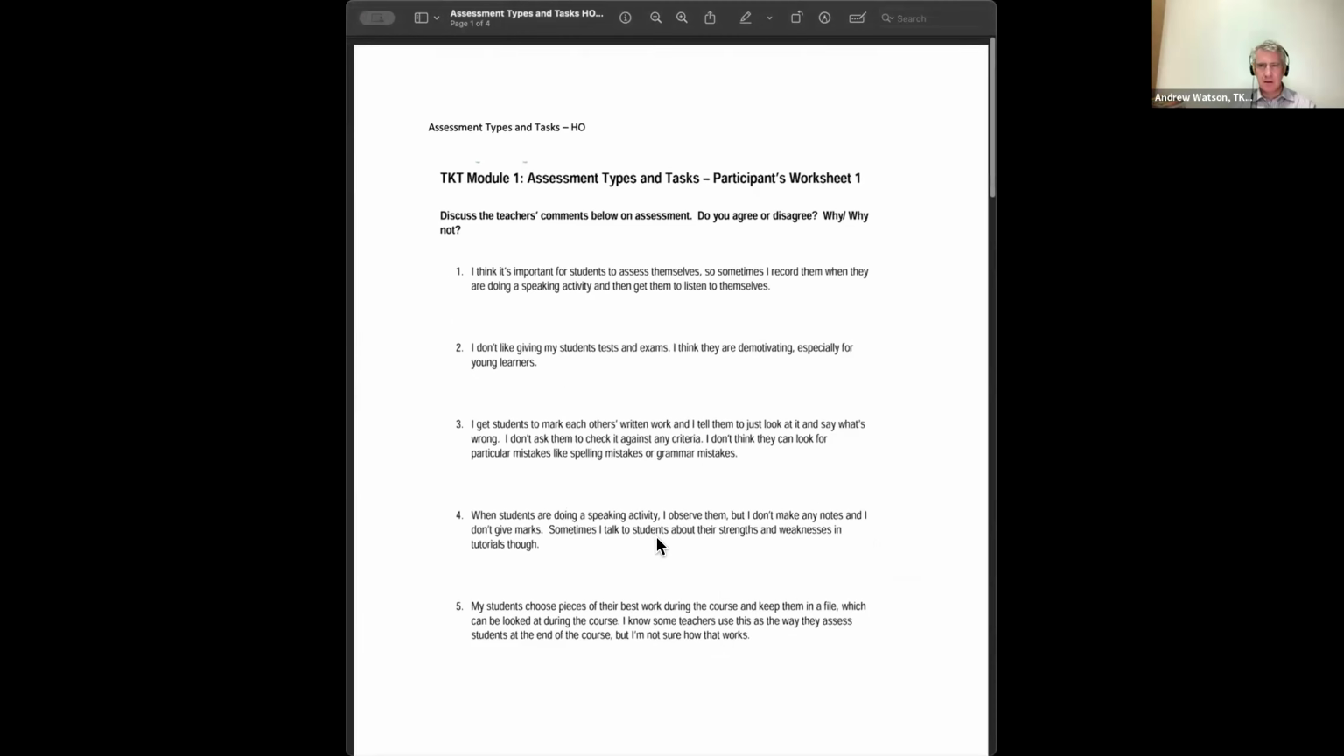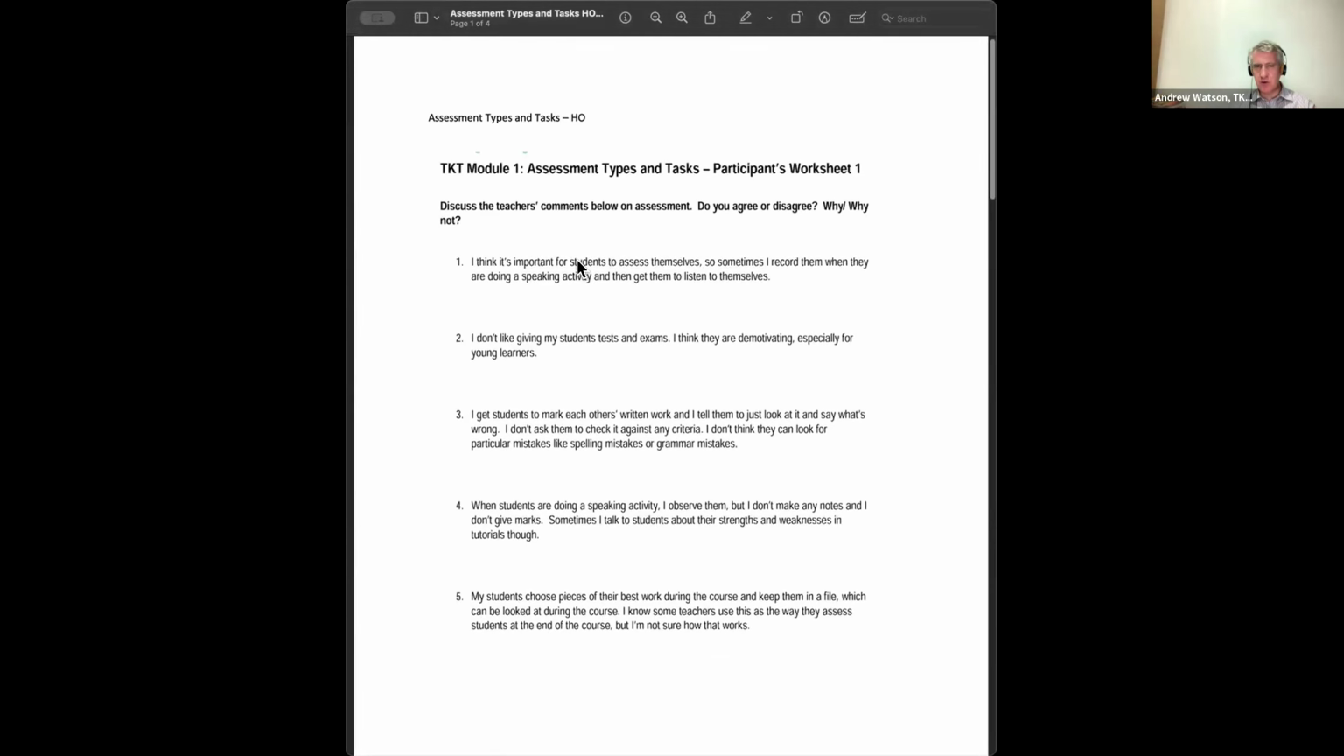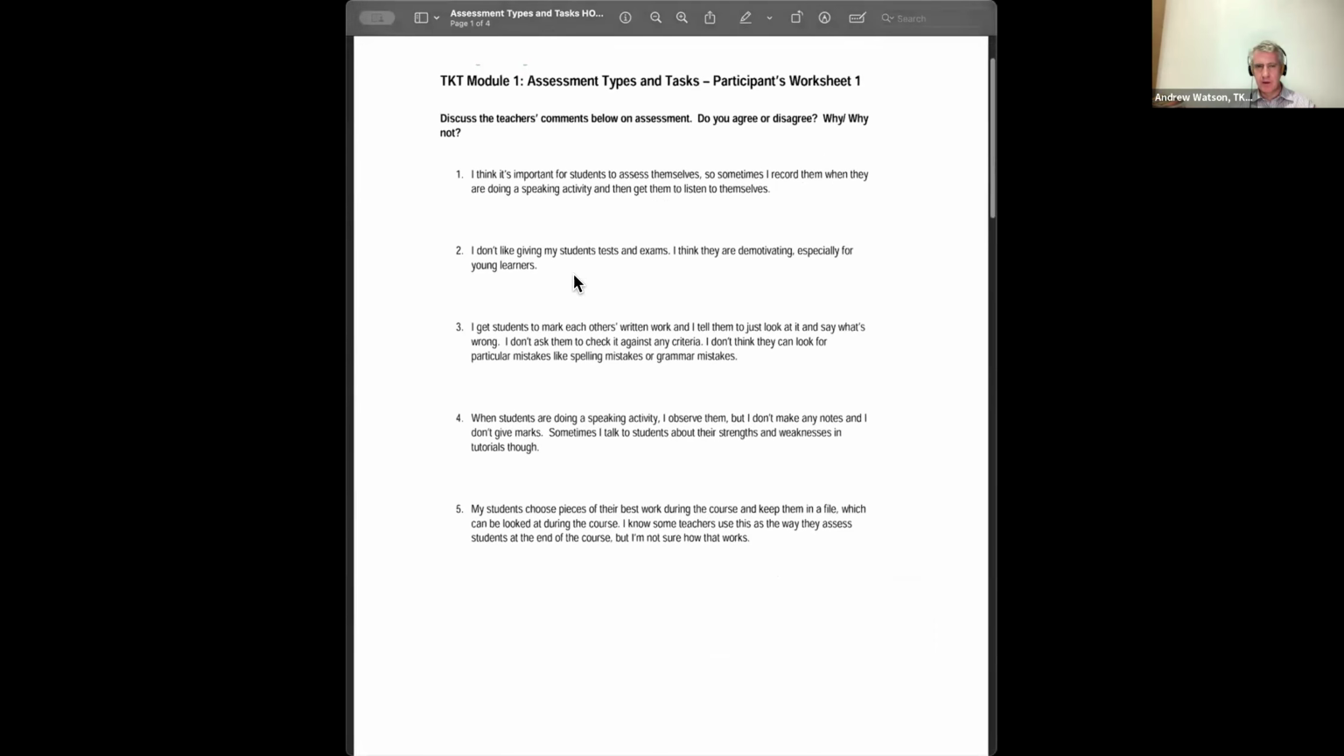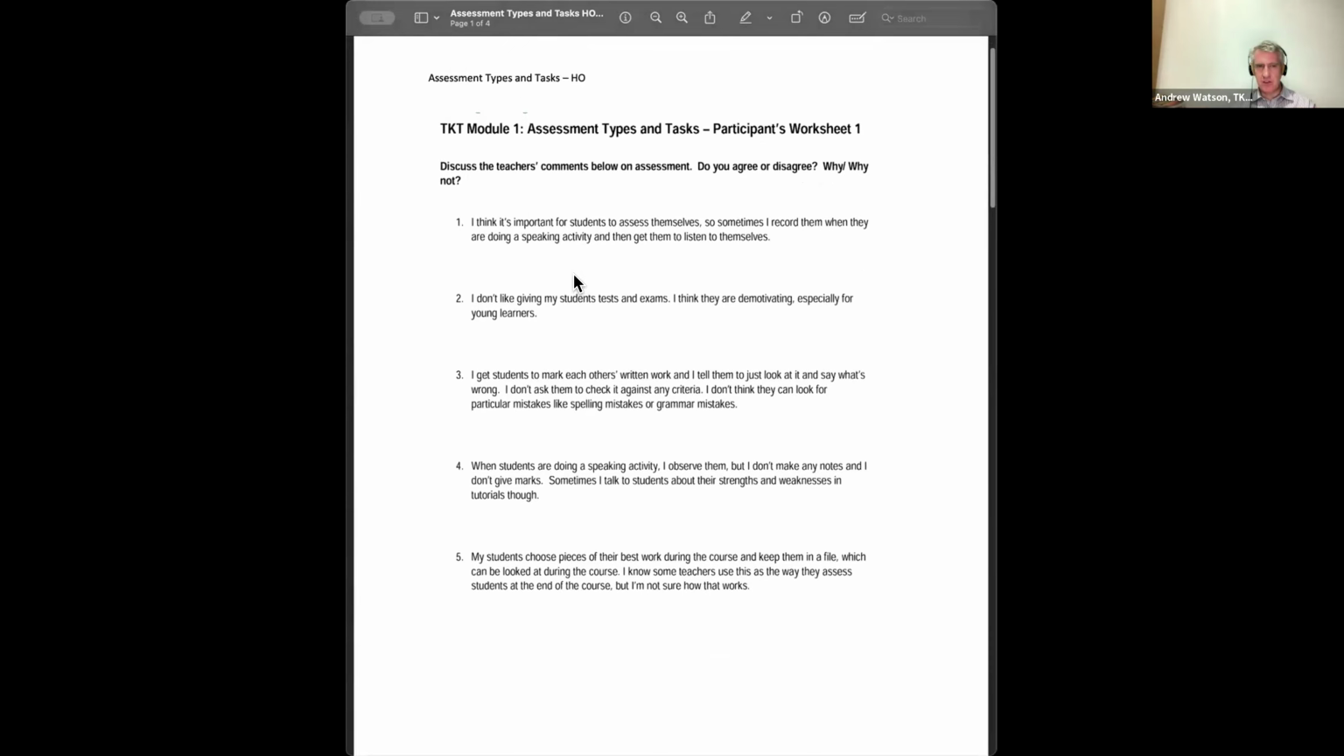What are your opinions on assessment? It's often called evaluation in English, assessment, right? In Spanish, evaluación, right? But in English, the term is assessment. Okay. So, what do you think about these comments on assessment? Do you agree or disagree, and why? Okay. Read through the statements, and then I'm going to put you into your breakout rooms very quickly to compare your answers.